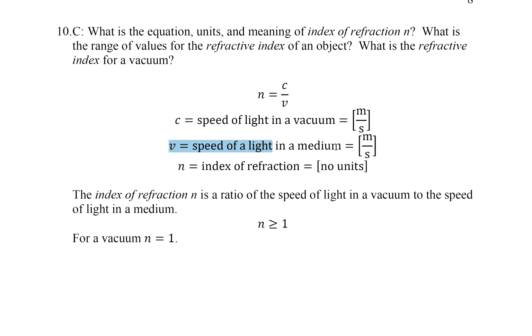V is speed of light in a specific medium, like the speed of light in glass, the speed of light in air, the speed of light through water with some things in it. Little n is the index of refraction. It has no units. The index of refraction n is a ratio of the speed of light in a vacuum to the speed of light in a specific medium. And n is always greater than or equal to 1. For a vacuum, n is equal to 1.